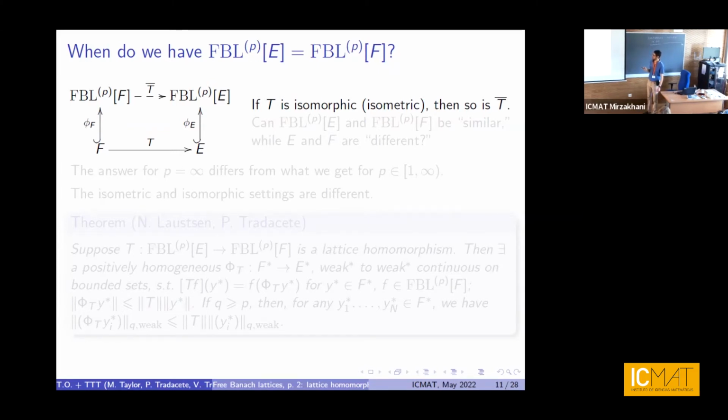So let's say we have a map T from F to E. Then you can extend it to a map T bar between the corresponding free Banach lattices. And of course, if T is an isomorphism, then T bar is an isomorphism. If T is an isometry, then T bar is also an isometry. And here I should say that when I'm talking.